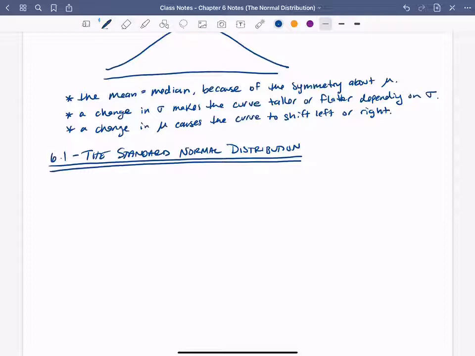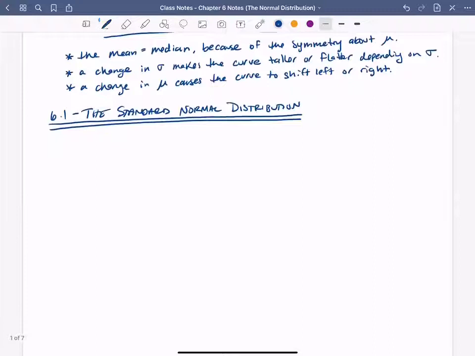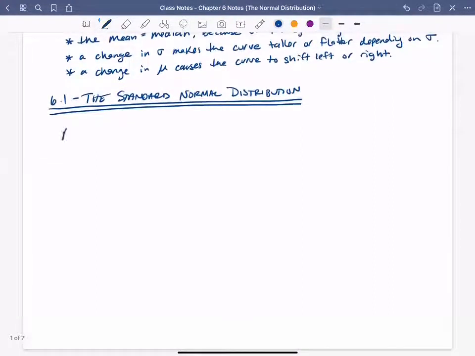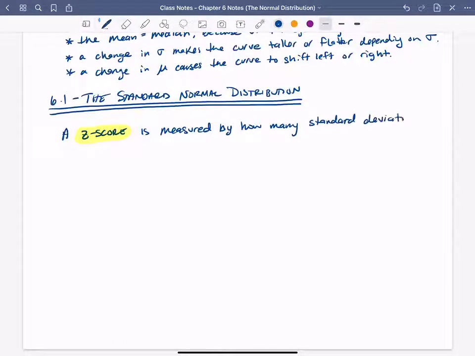So first, let's define something we're going to talk about a whole lot, and that's our z-score. I'll highlight it for you, since this is going to be a little more important as a definition. So a z-score is measured by how many standard deviations a value is away from the mean.